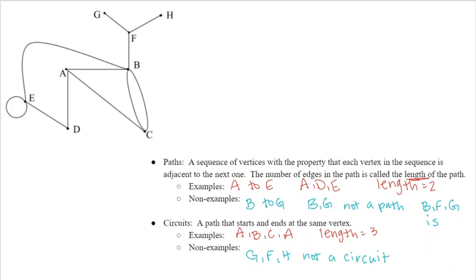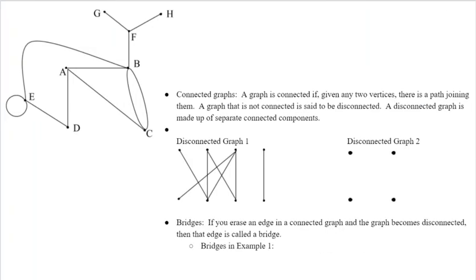All right, let's look at a few more vocabulary words. So, connected and disconnected graphs. A graph is connected if, given any 2 vertices, there is a path joining them. A graph that is not connected is said to be disconnected. A disconnected graph is made up of separate connected components. So this graph is connected.